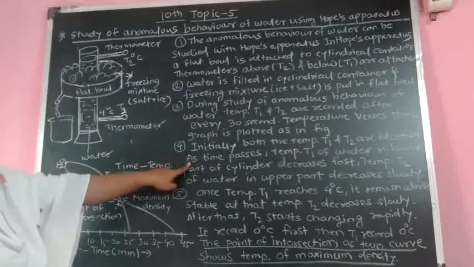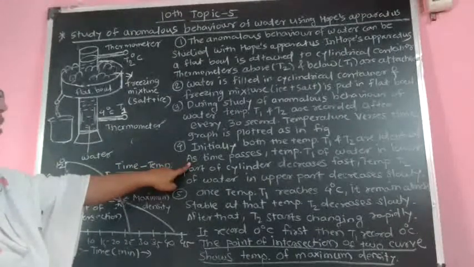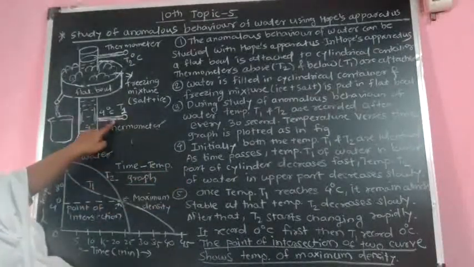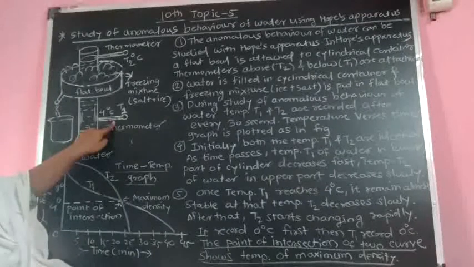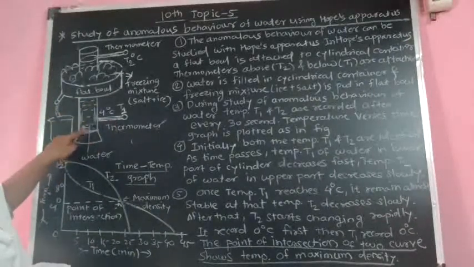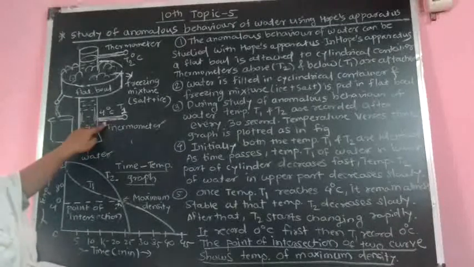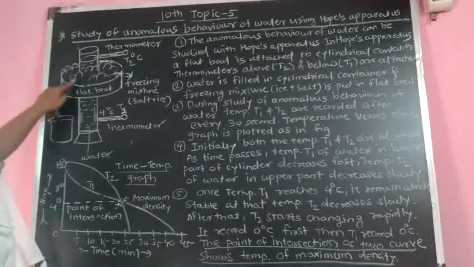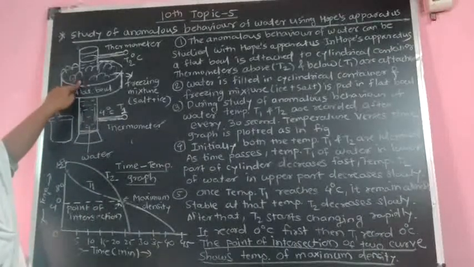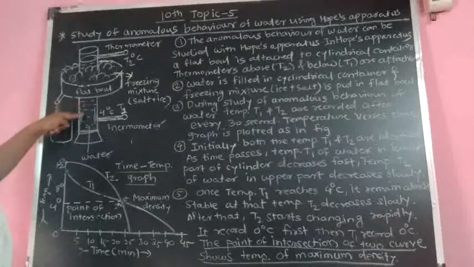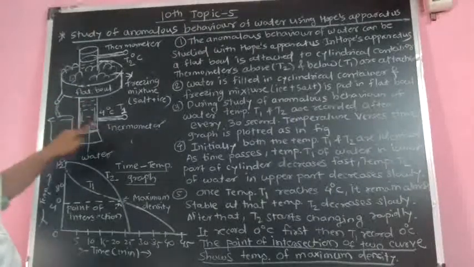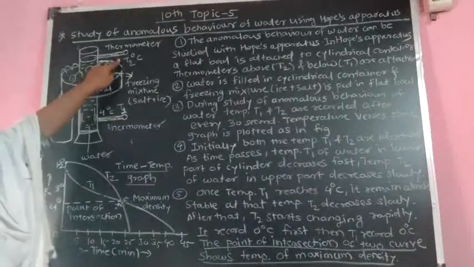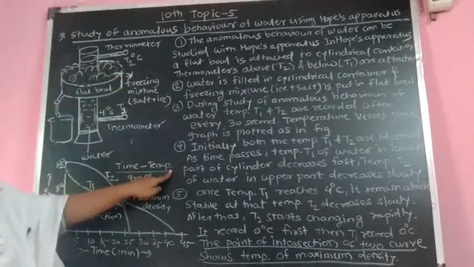Then as time passes, temperature T1 of water in the lower part of the cylinder decreases fast. That is, the temperature in the thermometer attached below the cylindrical container decreases fast. Why does this temperature decrease fast? Because ice is present here. Because of that ice, the temperature of water present here decreases fast. So the temperature in T1 decreases fast, but T2 decreases slowly. You can see here.